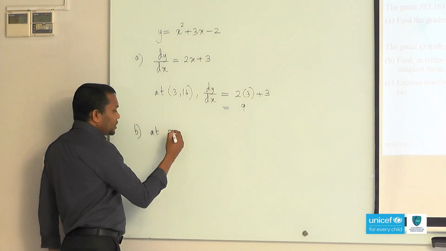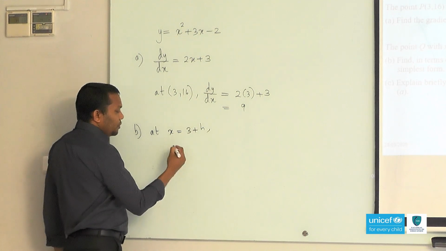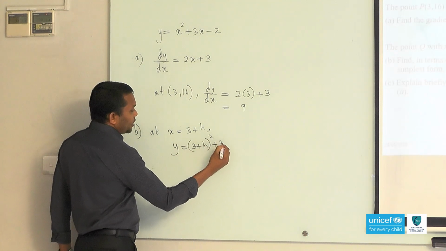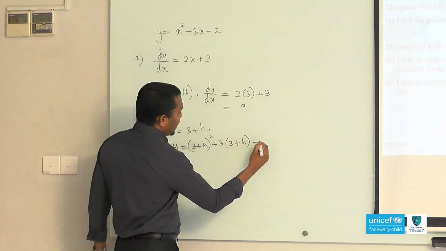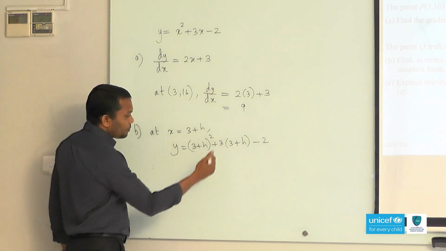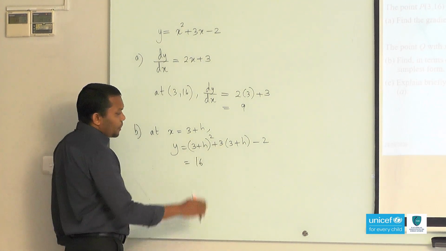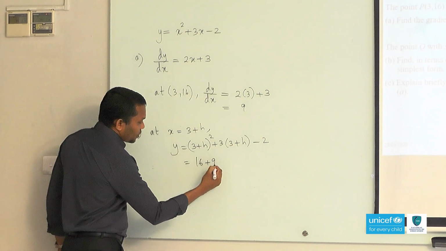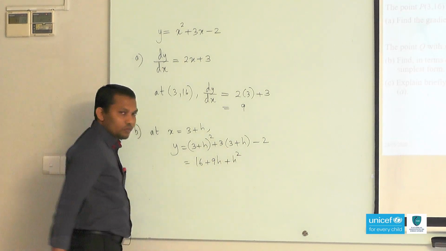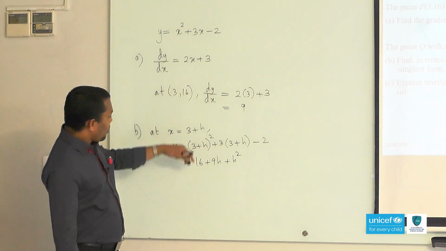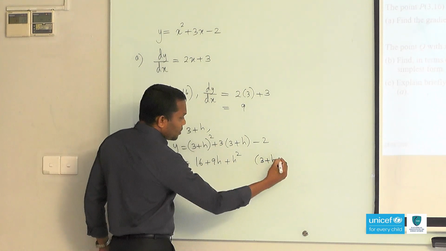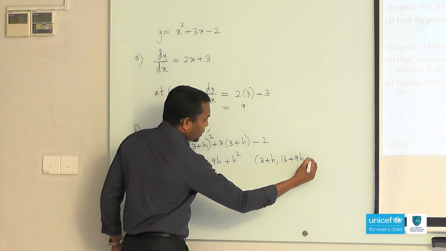So, at x equals 3 plus h, the y coordinate would be (3 plus h) squared plus 3 times (3 plus h) minus 2. After some simplification, this is 3 squared, 9, plus 9, minus 2, giving 16, plus 6h plus 3h, that is 9h, plus h squared. That is the y coordinate of the point at x equals 3 plus h. So, we have a point whose x coordinate is 3 plus h and y coordinate is 16 plus 9h plus h squared.